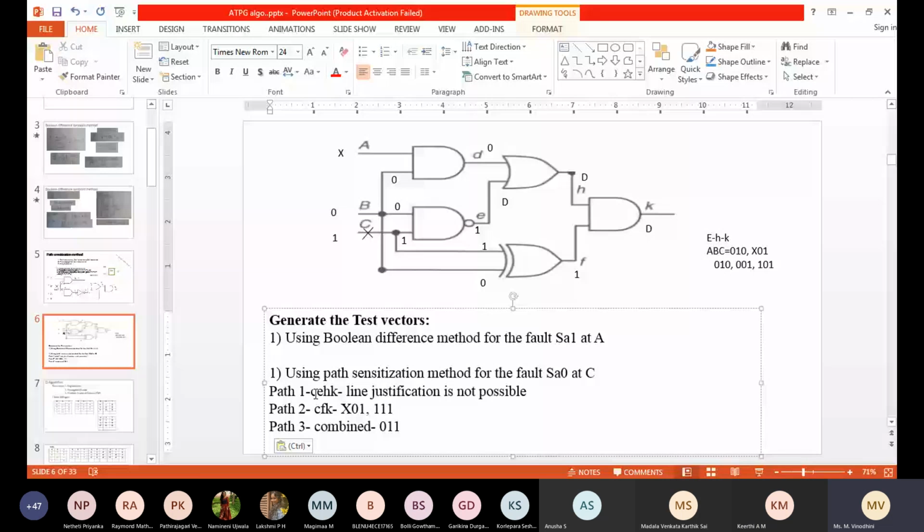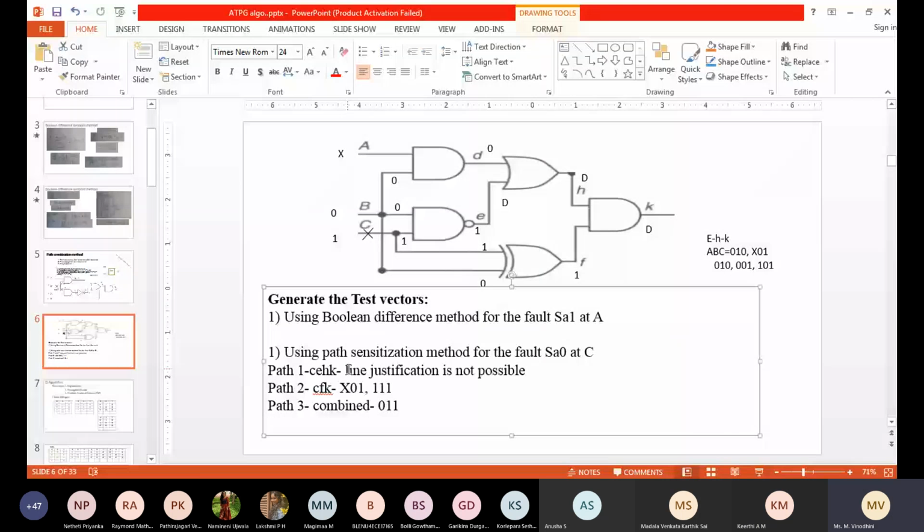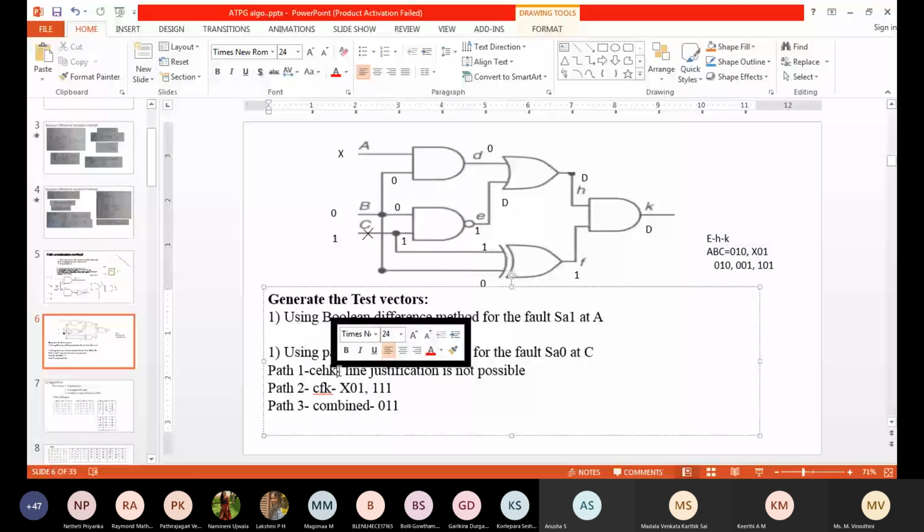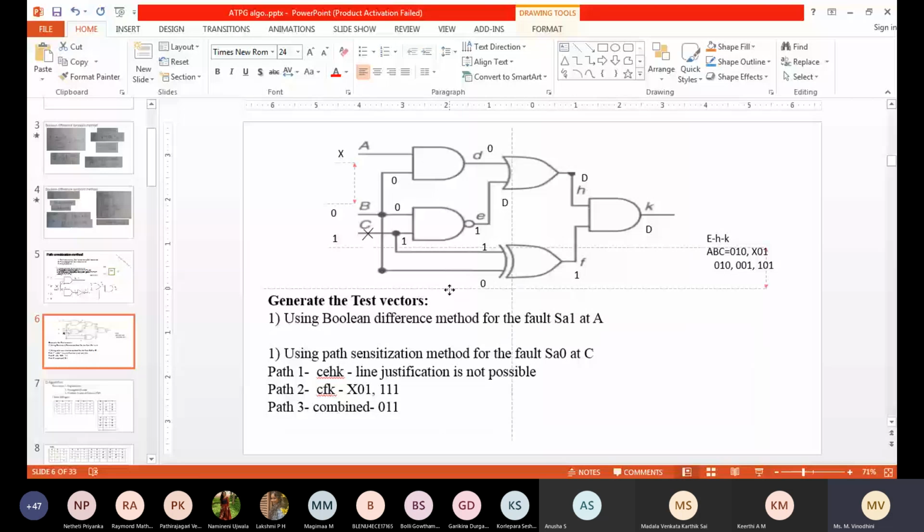For CEHK, is line justification possible or not possible? Are you getting this? How many of you solved this problem? The answer is line justification is not possible. No one has solved this?